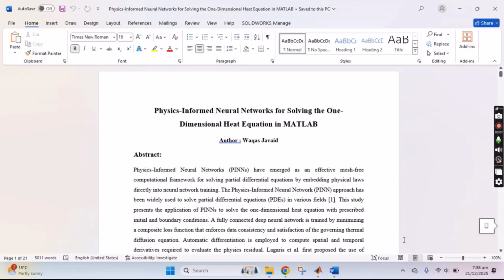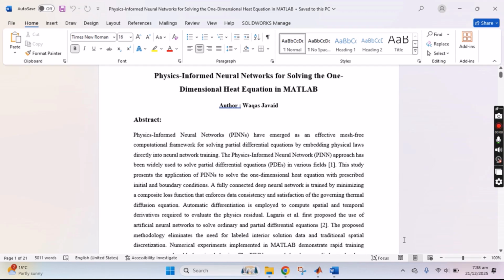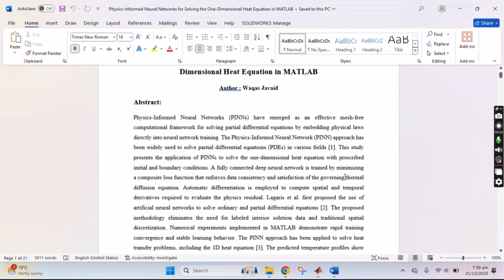This article is related to a physics-informed neural network for solving the one-dimensional heat equation in MATLAB. Basically, in physics-informed neural networks, I have used a mesh-free computational framework for solving partial differential equations by embedding physical laws directly into neural network training as well.